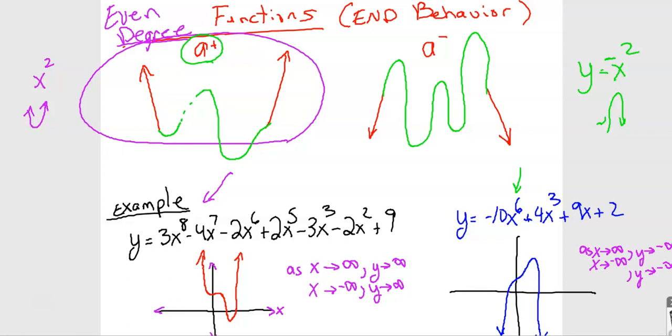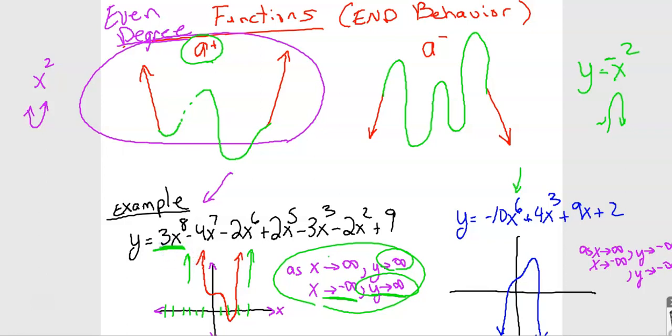And also notice, this right here is something you need to always consider. As x goes towards infinity, so think of x as 1, then 2, then 3, 4, when x is getting bigger and it goes towards infinity, what is the y value doing? Notice the y value is going up. It's going towards positive infinity. As x goes towards negative infinity, the y value is going up. So it's going towards positive infinity. That's if the a is positive.